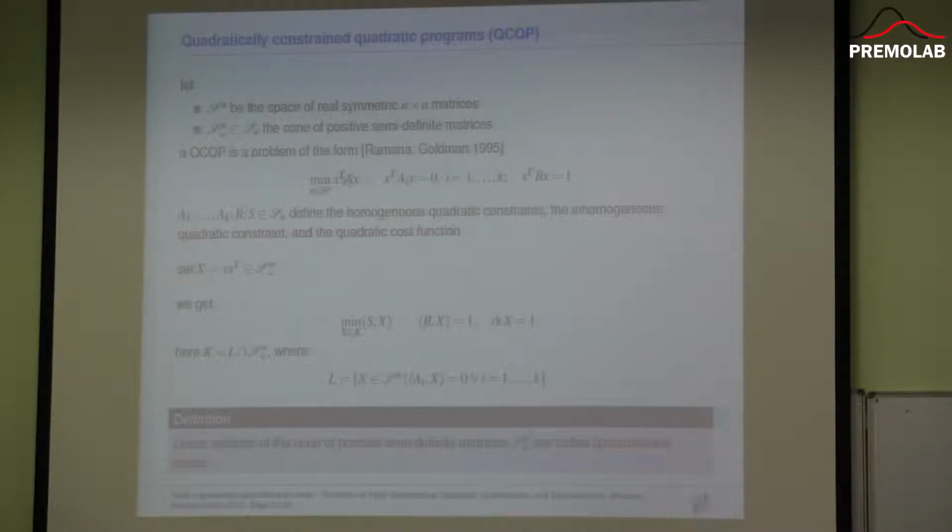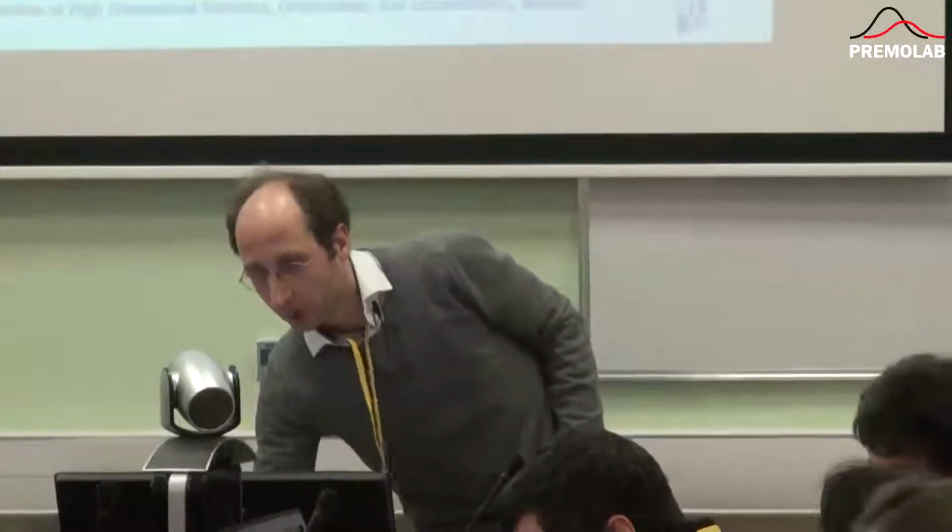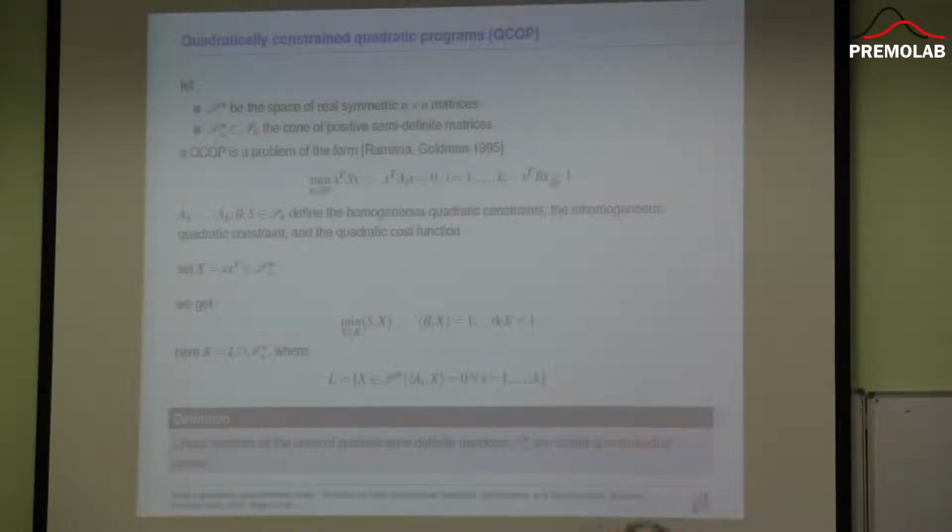Okay, so we have a cost function, which is defined by an n times n symmetric matrix. We have a number of matrices A_i, which define homogeneous quadratic constraints. And we have a matrix B, which defines an inhomogeneous quadratic constraint. So this is not a restriction of generality. If you have general quadratic constraints, then you can always pass to one inhomogeneous one, and all the other ones are homogeneous.